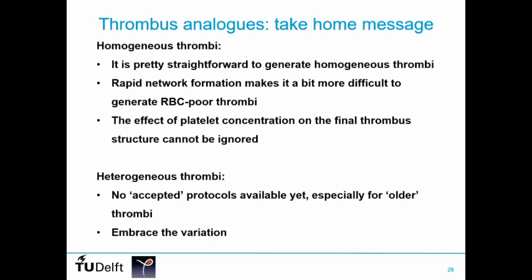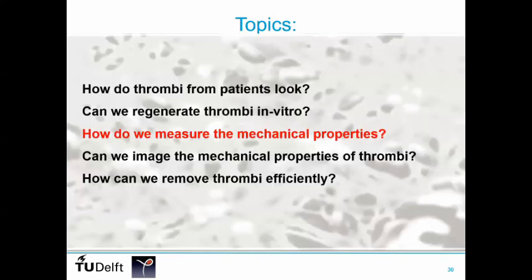Heterogeneous thrombi, not many people try to address this issue. It's not very easy, no accepted protocol as yet, especially if you want to have mature thrombi. And like I said, it's hard to control, and maybe we should step away from trying to control everything so nicely, but embrace the variation and measure what you generated afterwards, instead of trying to control everything beforehand. Questions so far?